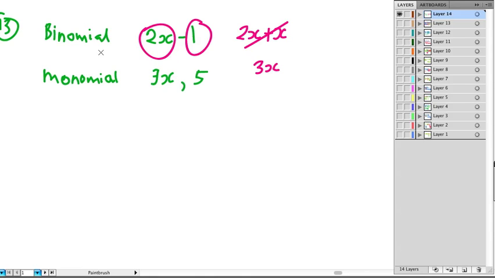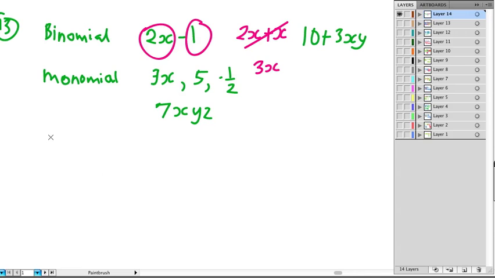Another example of a binomial would be 10 plus 3xy. Because 3xy is still one term. It just contains two variables and a coefficient, but it's still one term here and one term there. Okay, so negative a half is also a monomial. Also, 7xyz is also a monomial because it's just one term.